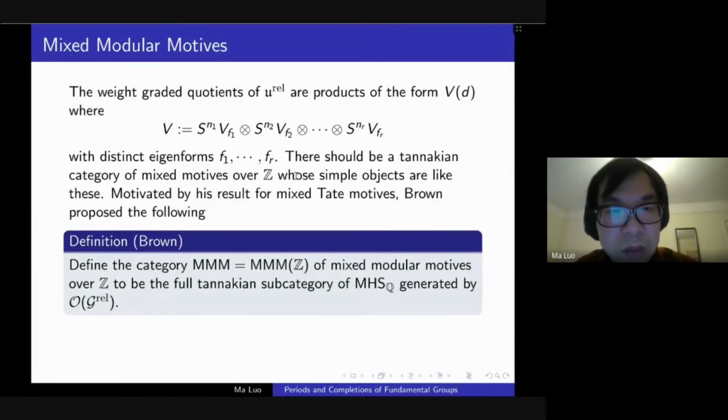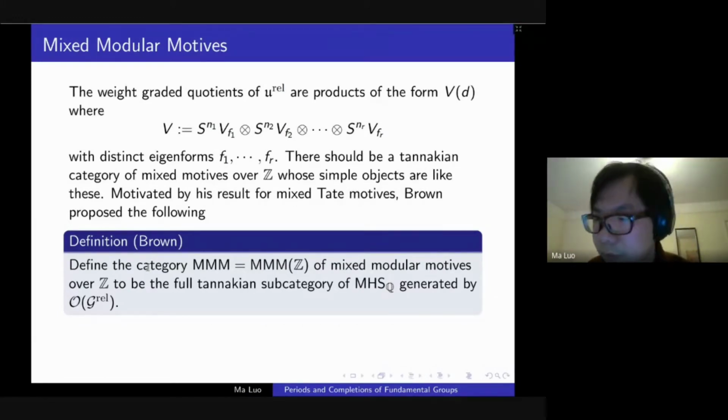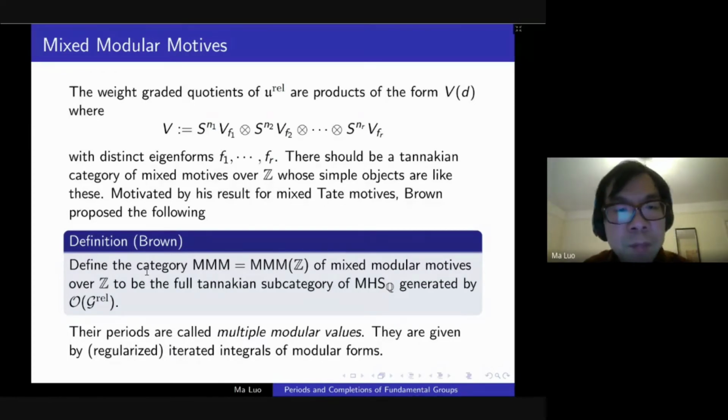And so, motivated by previous results on mixed Tate motives, Brown proposed the following definition: we can define the category of mixed modular motives over Z to be the full Tannakian subcategory of mixed Hodge structures generated by the coordinate ring of the relative completion of SL2Z. And their periods would be called multiple modular values, and they are given by iterated integrals of modular forms.